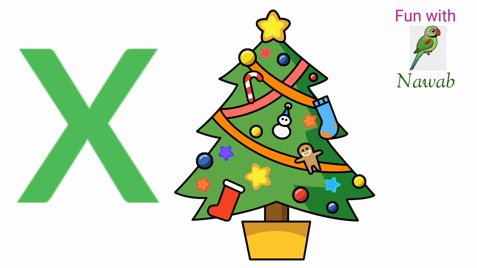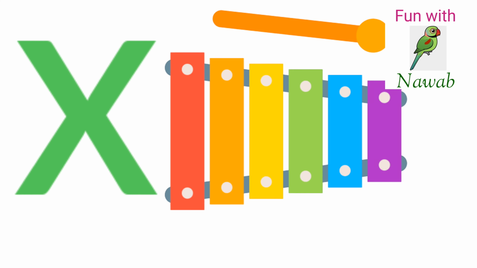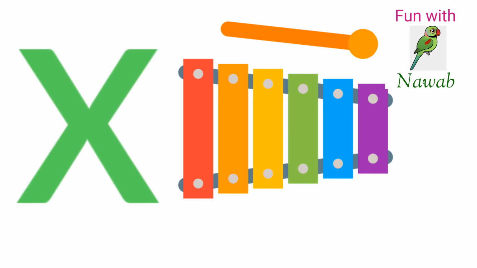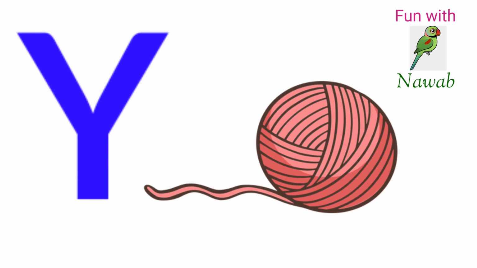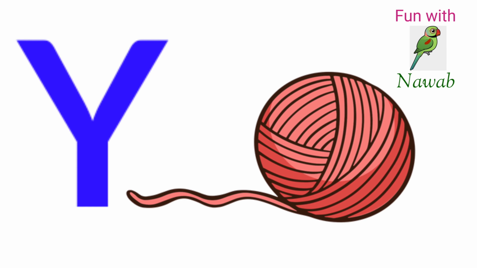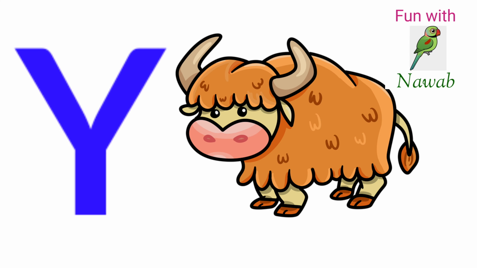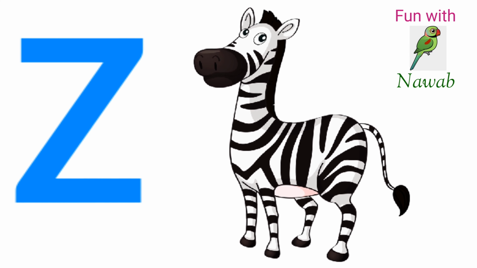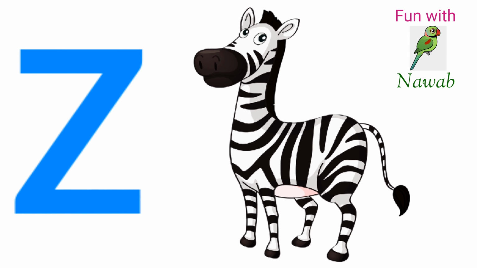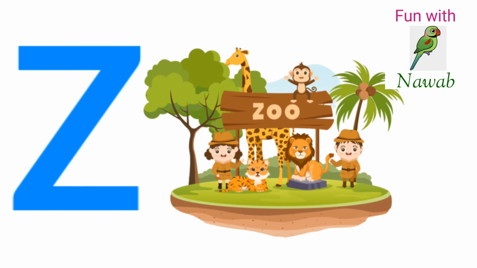X for Xmas tree. X for xylophone. Y for yarn. Y for yak. Z for zebra. Z for zoo.